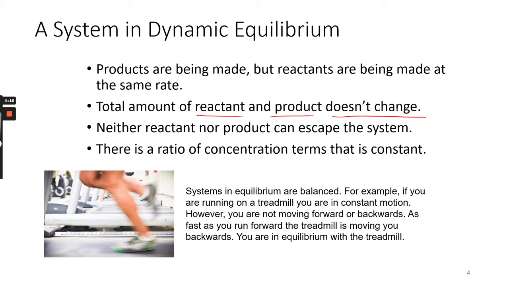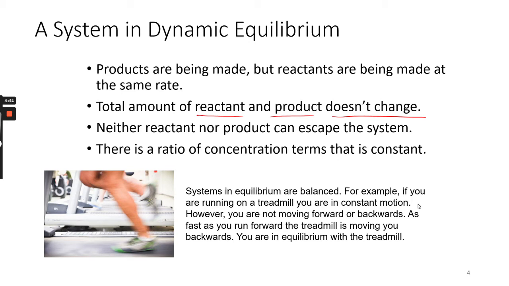So this is what it means in chemical terms. Let's talk about it in real life. You are running on a treadmill. Systems in equilibrium are balanced. If you are running on a treadmill and you are in constant motion, you're constantly running, however, you are not moving forward or backwards. As fast as you run forward, the treadmill is moving backwards. You are in equilibrium with the treadmill.